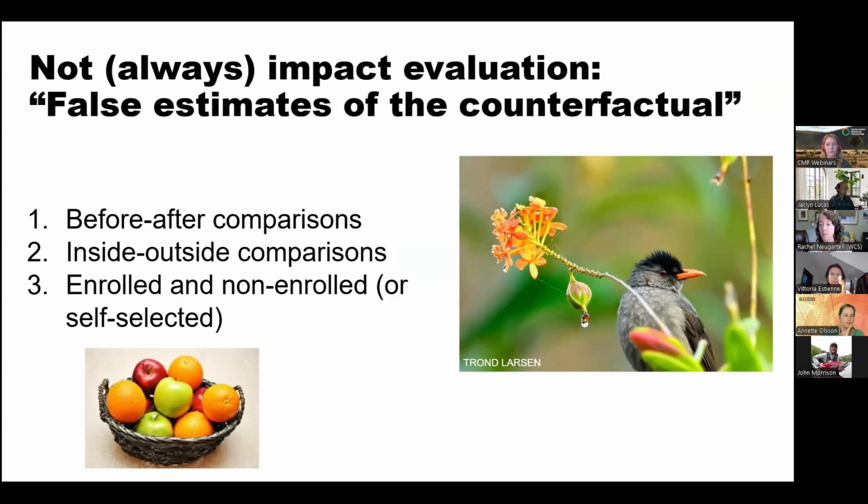These include things like before-after comparisons, inside-outside comparisons, or enrolled and non-enrolled, or self-selected. That's when you opt in, you have voluntary participation in an intervention. So these are all examples of what I'm going to call apples to oranges comparisons, right? That's where you think that you're comparing your work to a valid counterfactual, but actually the counterfactual, for whatever reason, isn't a valid comparison.